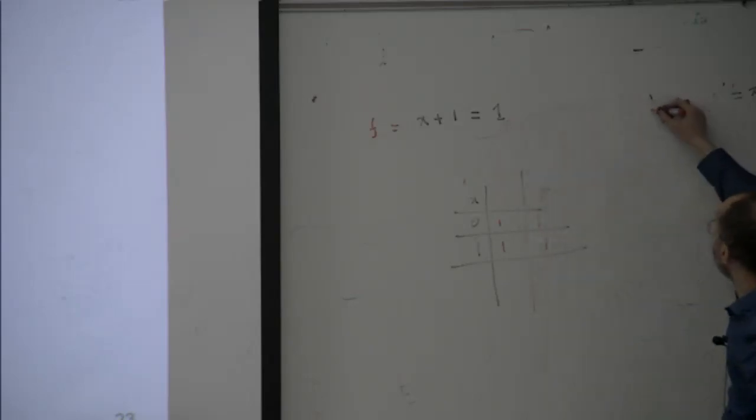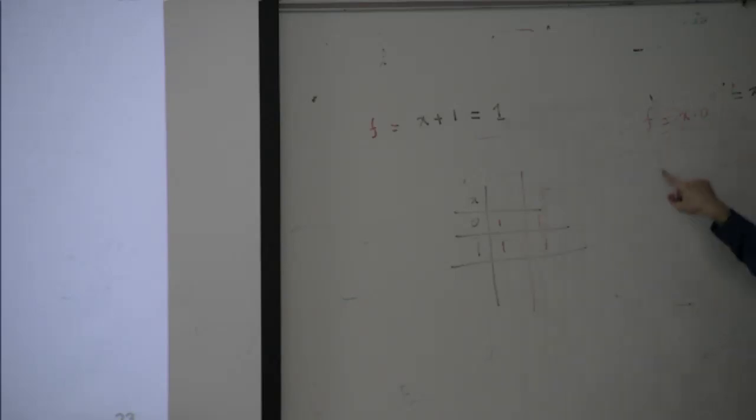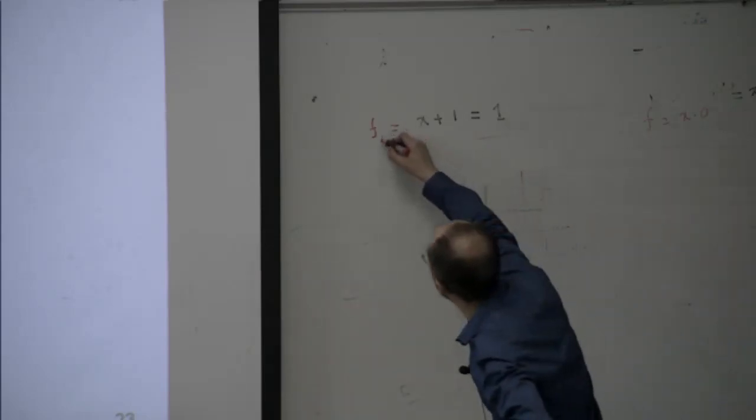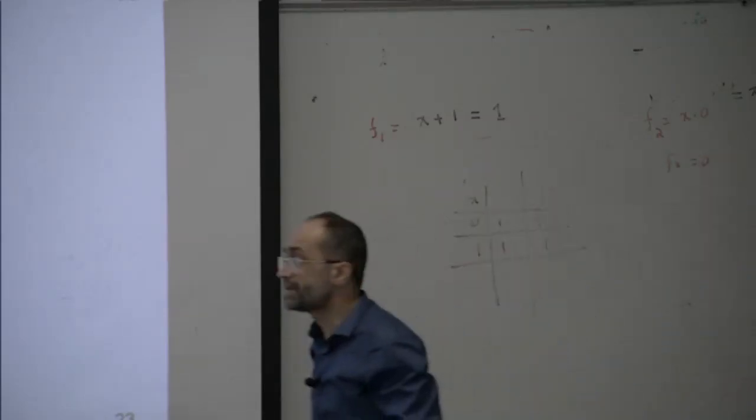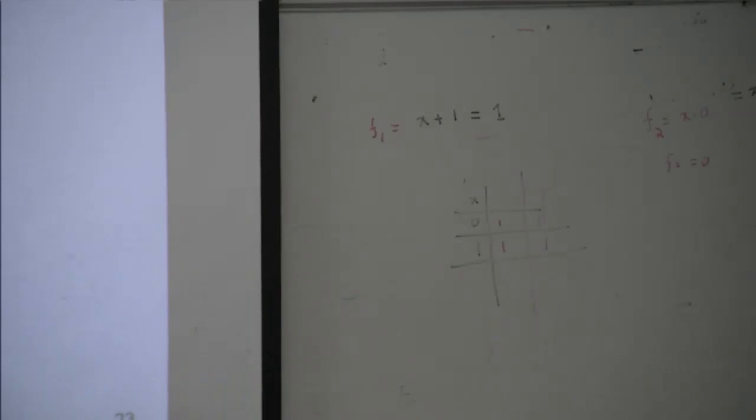Got it? Okay, now if we say f is equal to x dot 0, anything multiplied by 0 is what? 0. So this is f1 and this is f2, and f2 is equal to 0. This is called the null element for the plus and the null element for the dot.